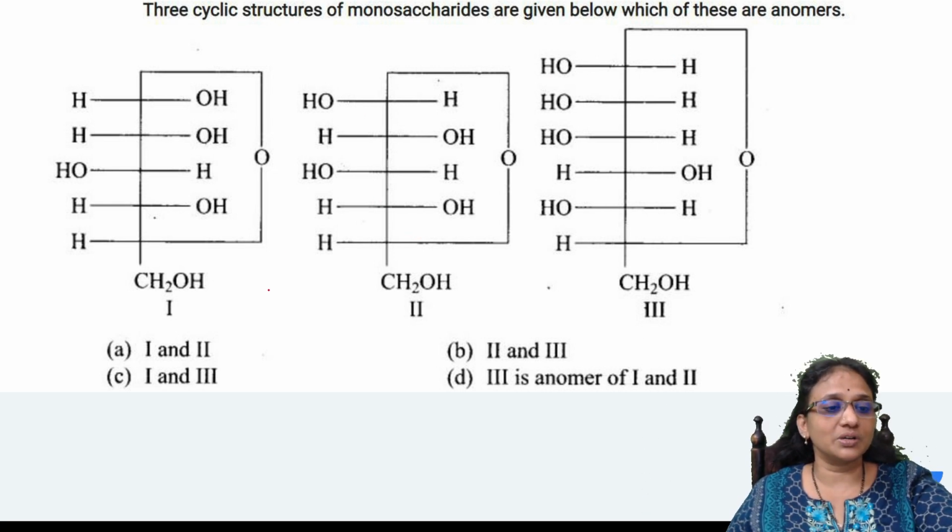Which of these are anomers? Check, students, careful. I told you the conditions. You should check for cyclic structure. You have to check for C1 carbons. Yes. C1 and 2. The correct option is A.